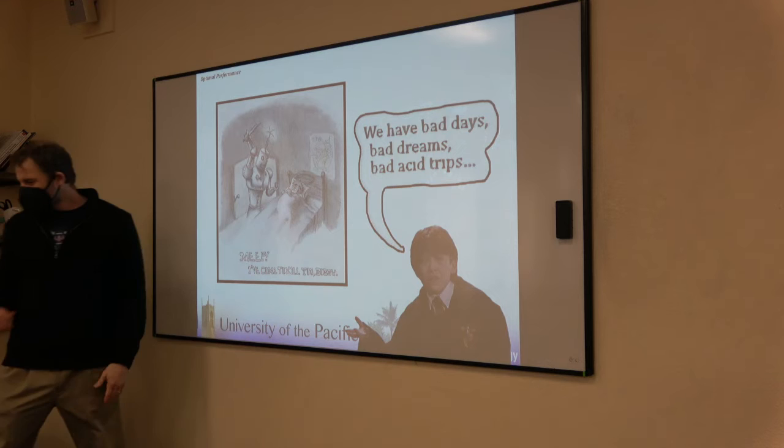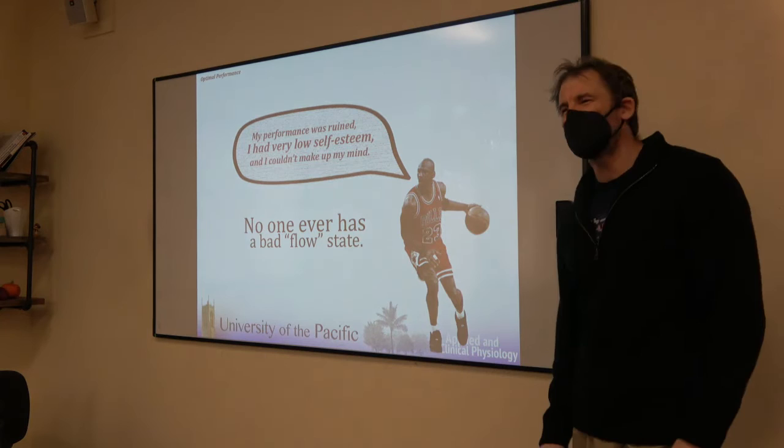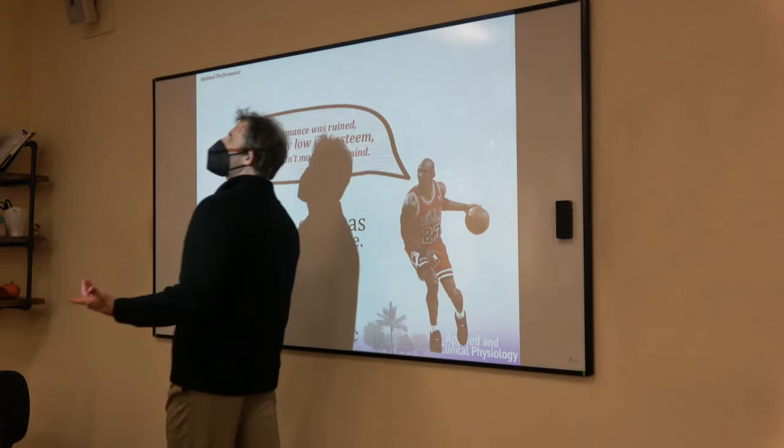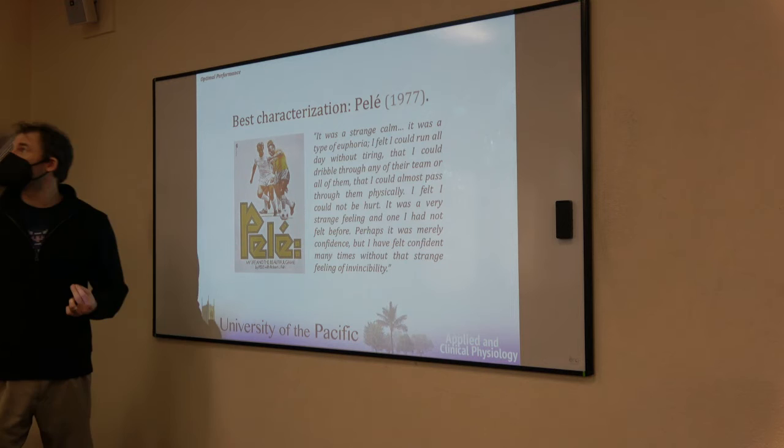And we don't have bad flow states, though. This bad zone space. You know what? I was so indecisive. My self-esteem was really suffering. I was just doubting everything I was doing. Well, that's just not the zone. That's not the flow. This is the opposite, right? So we tend to have very confident, invincible-seeming flow states. This is Pele.